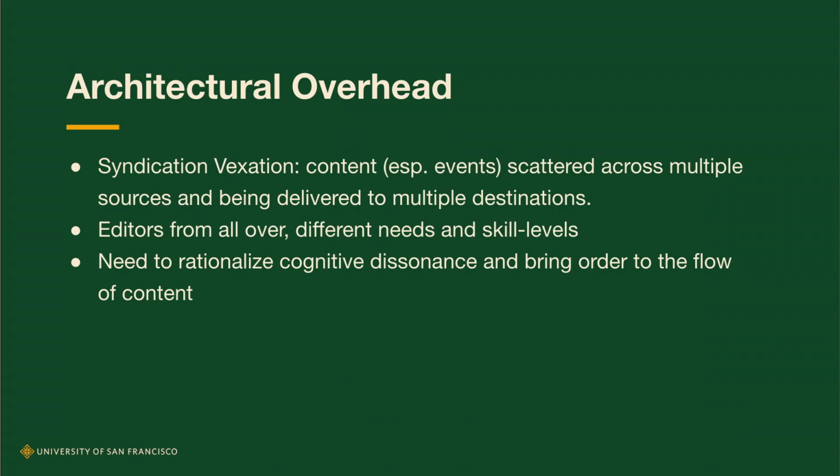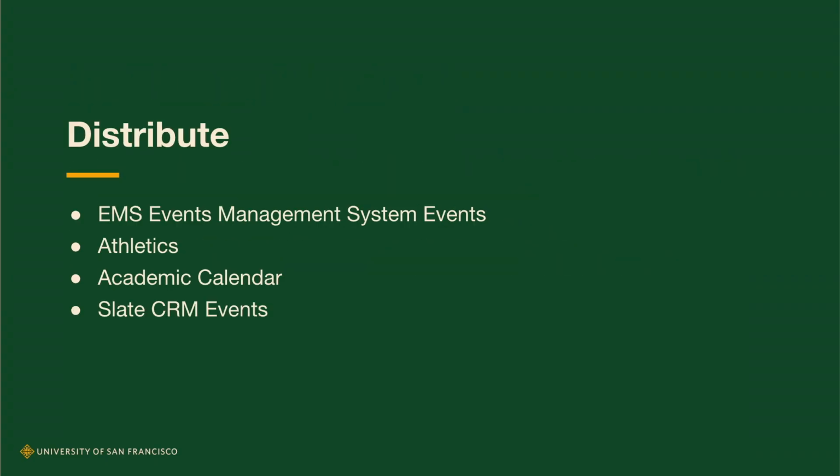So we had a problem with events being created all over the place, scattered all over. We had editors all over the place who were not really part of our organization. They had different needs, different skill sets. And we just had this cognitive dissonance with all these sources of content going to all these different destinations. So we wanted to be able to rationalize the system.